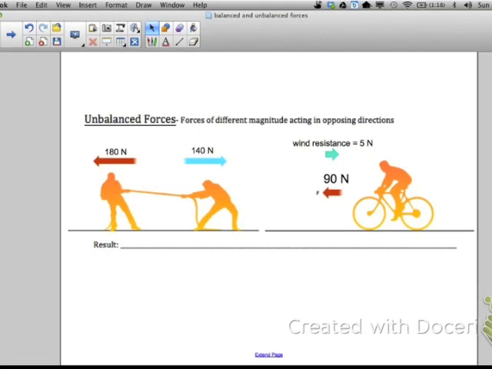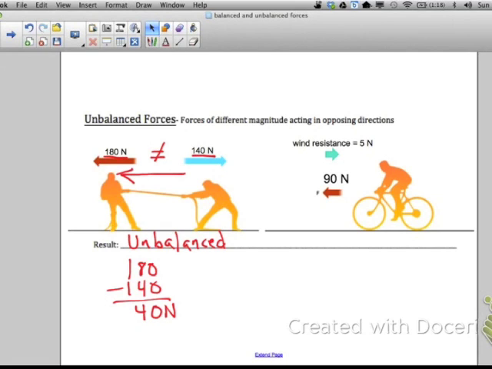We have two people pulling on each other, and so we have one force going at 180 newtons, another one at 140. So first, are they equal or not? I see that one is greater, so they are unbalanced, so motion will occur. And so I need to do a subtraction problem, 180 minus 140, and I get a net force of 40 newtons. And so objects will always move in the direction of the greater force. Since this force is pulling greater, they are going to be traveling west at 40 newtons.